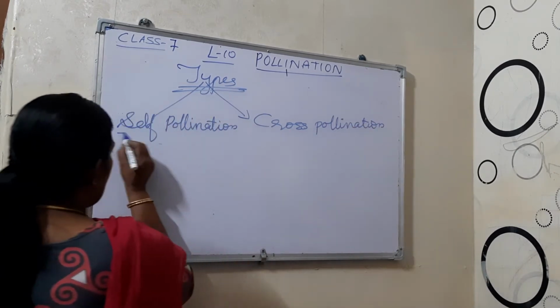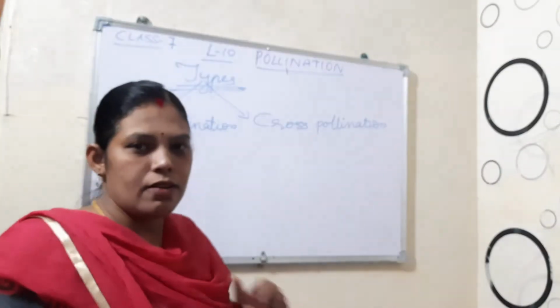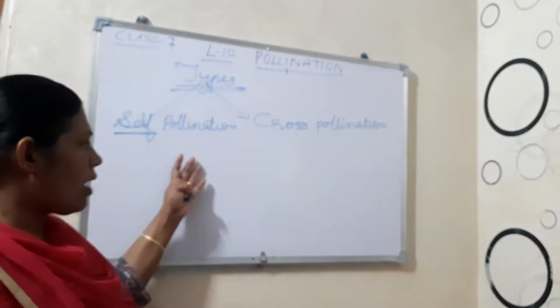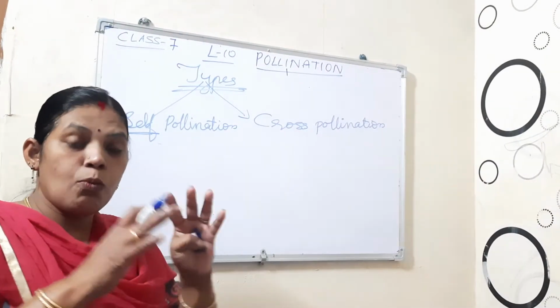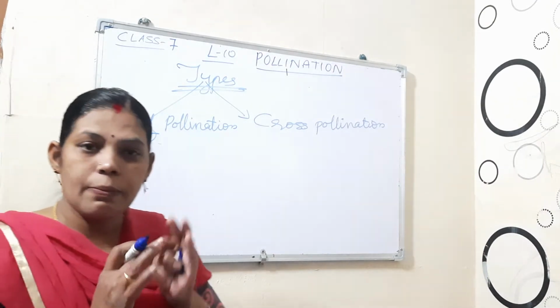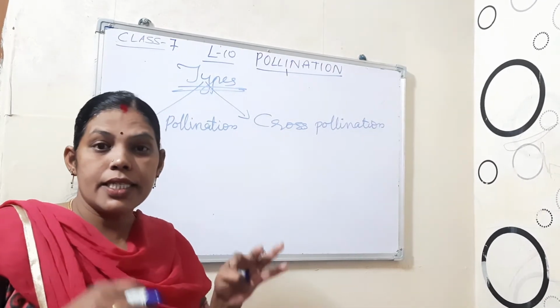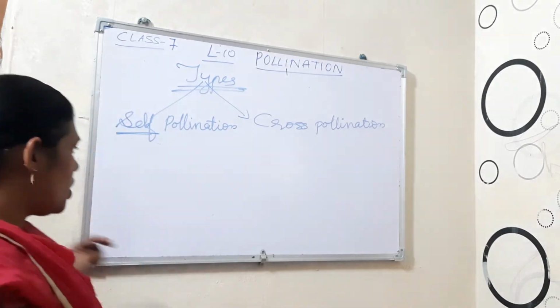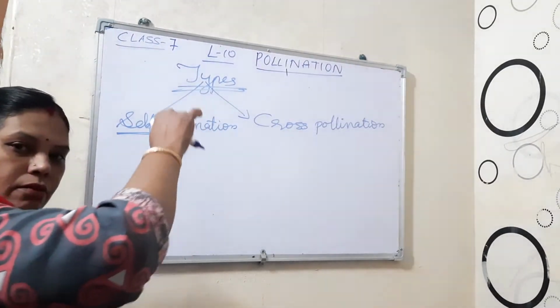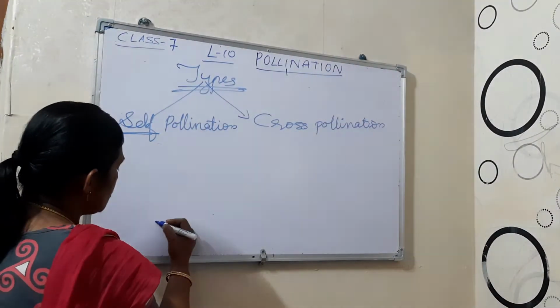Self means themselves. It means both the sex organs, male and female, are present in the same flower. Okay, so for example, I will show here.